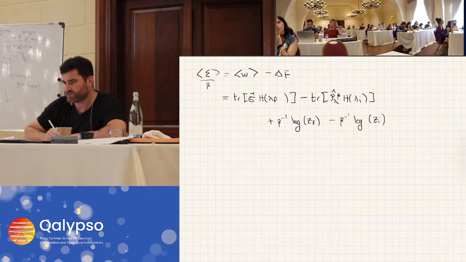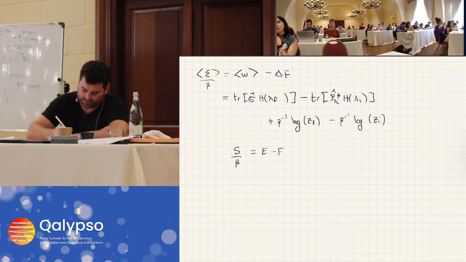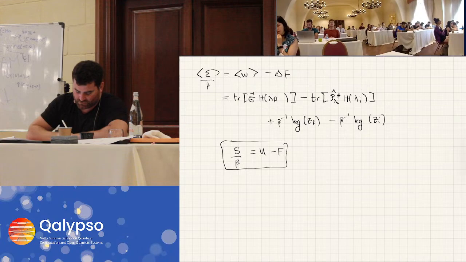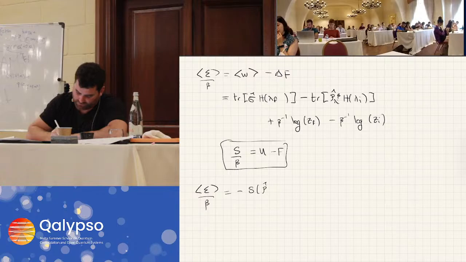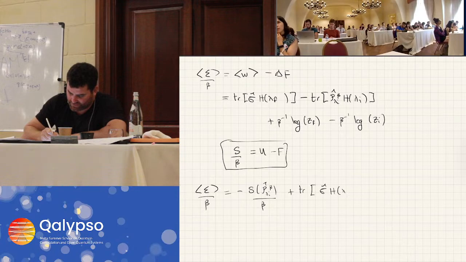So remember now that the von Neumann entropy is basically the same as U minus F. What did I call U? I call this U minus F, right? So using this standard thermodynamic relation, you can write down that this thing over beta is equal to minus the von Neumann entropy of the initial state, so rho lambda I beta, over beta, plus the trace of sigma H lambda F. Okay, so I'm going to put this inside the trace, it's just a number, log ZF.